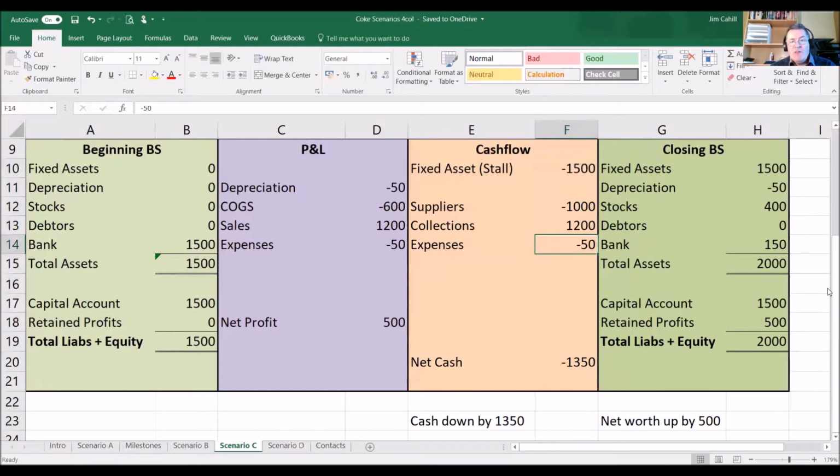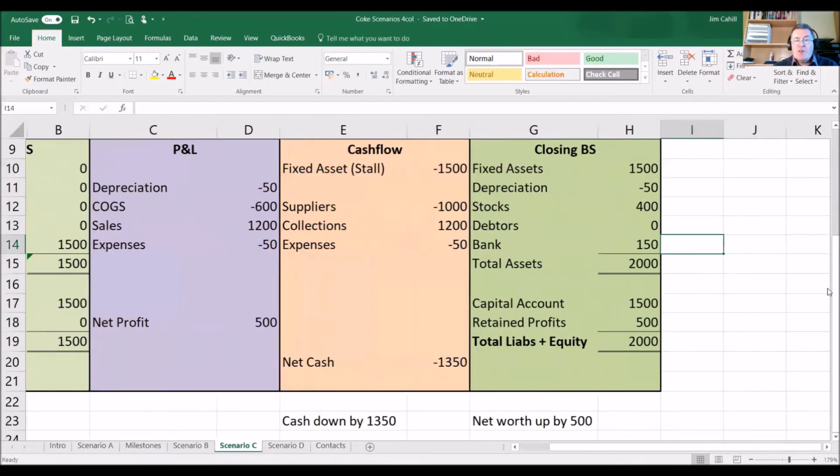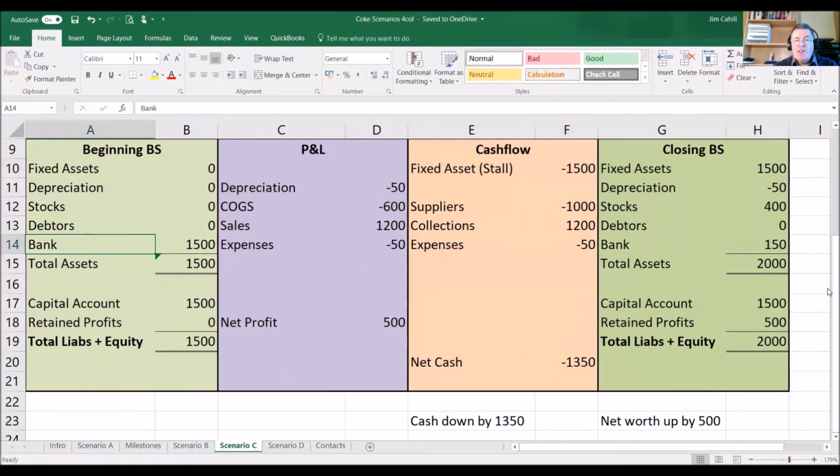And she had 1,500 to start with. So she had 2,700 to start with. She paid out 1,500, she paid out 1,000, and she paid out 50. But her cash went down by 1,350. So her final bank is going to be 150. So what we can see there then is that she's got assets now worth 2,000, but she's got liabilities and equity of 2,000.